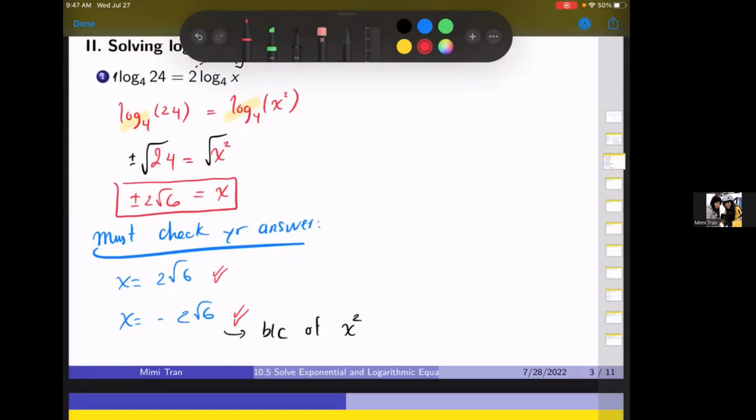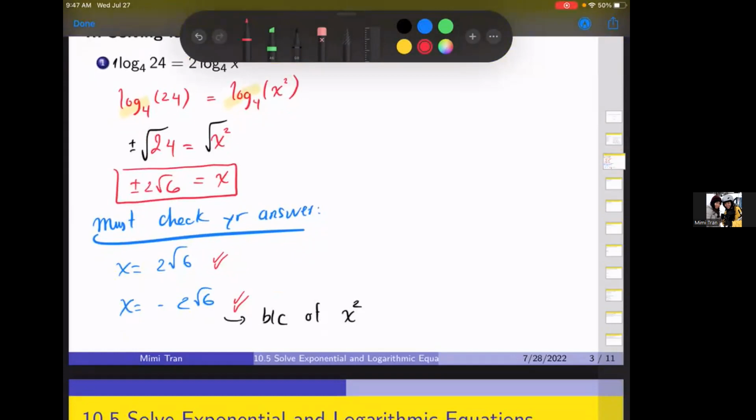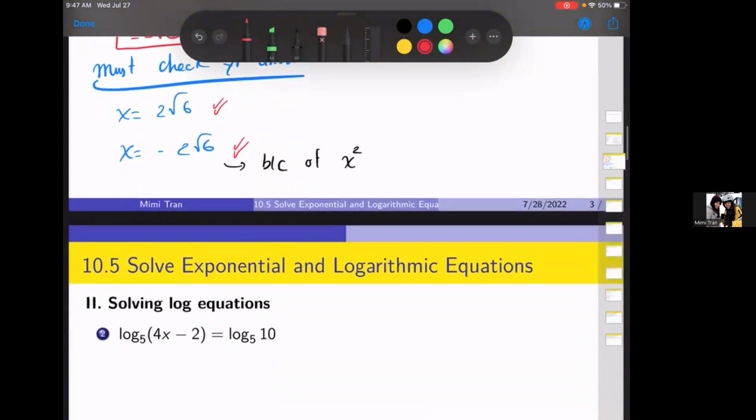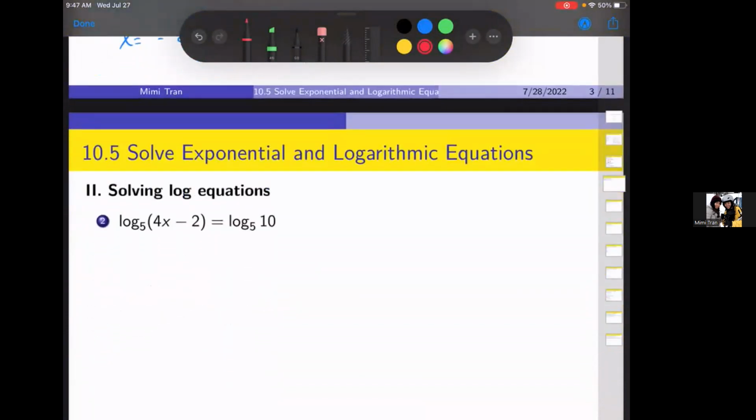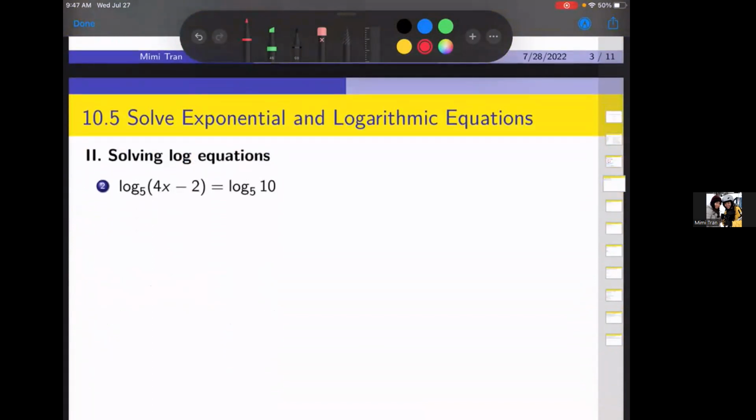On the exam, you are required to check your work in order to receive full credit. You don't have to show me your steps, but if you put a little check mark or double check mark, I know that you checked your work, okay? All right, now number 2, why don't you guys try that? I'll give you a few minutes to try that. If you have the answer, you can put it in the chat.